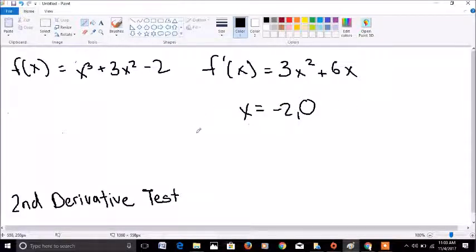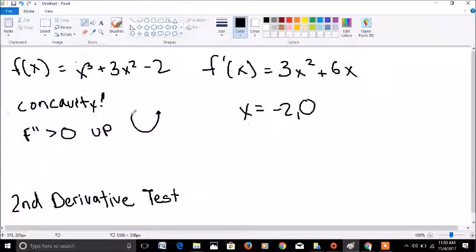Saving you guys time. So now let's go over concavity, because that is imperative to know when using the second derivative test. When the second derivative is above 0, which means it's positive, that means it is concave up. It's going to look a little something like that. And when the second derivative is less than 0, it means that it's concave down.